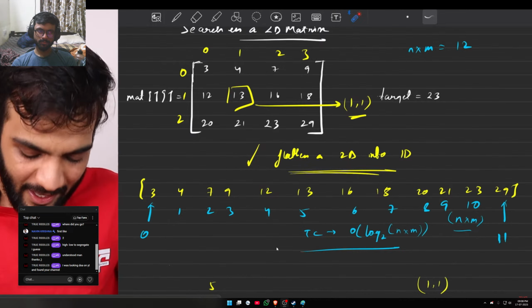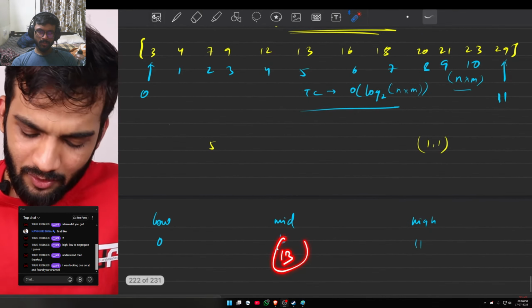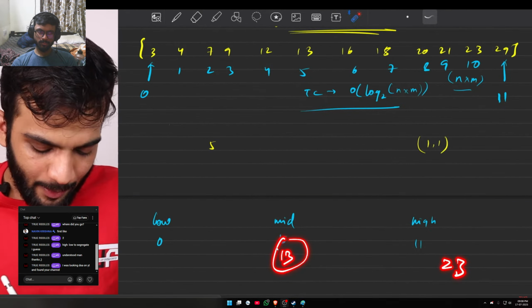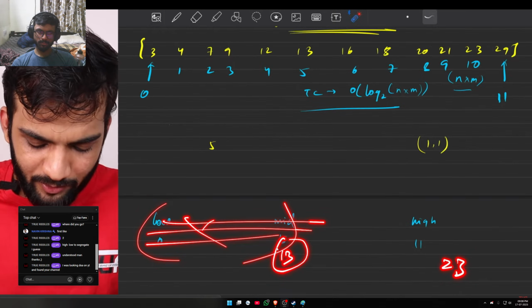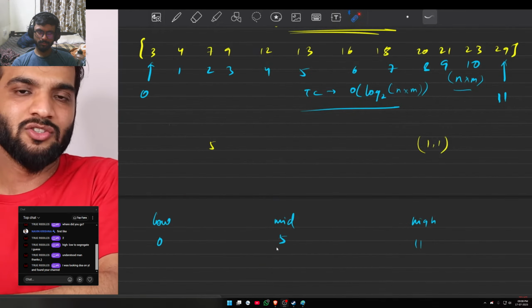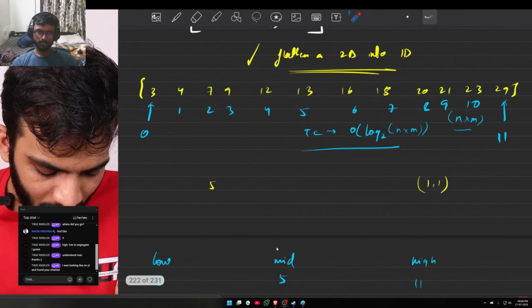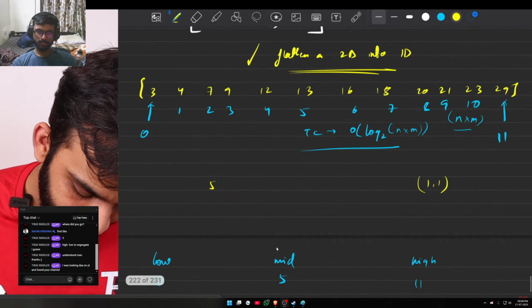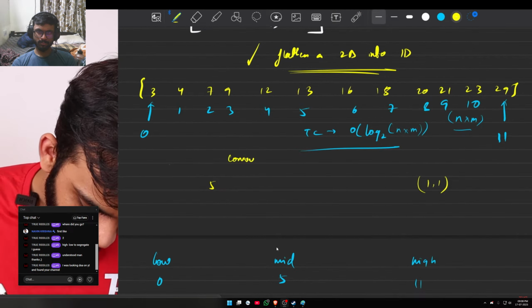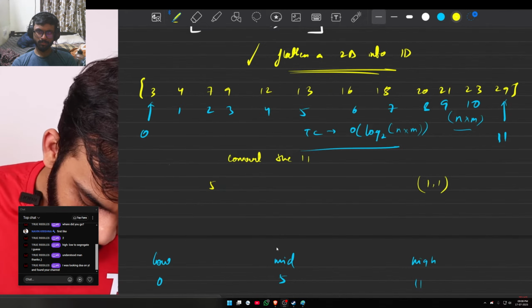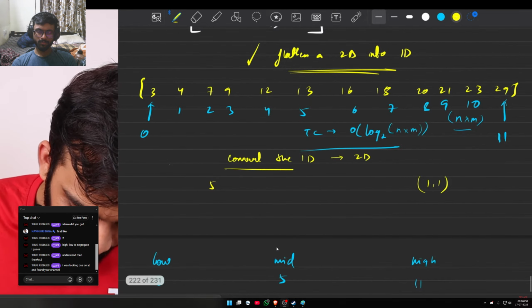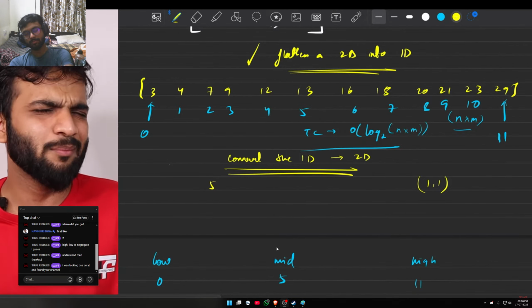And then you can compare that, okay, we have 13, we are looking for 23, thereby it will never be on the left half, and then we can do a binary search on the right half. But we don't have this 1D array. Somehow, I have to convert the 1D coordinate to a 2D coordinate. If I can figure out a formula to do that, I think my job will be done.